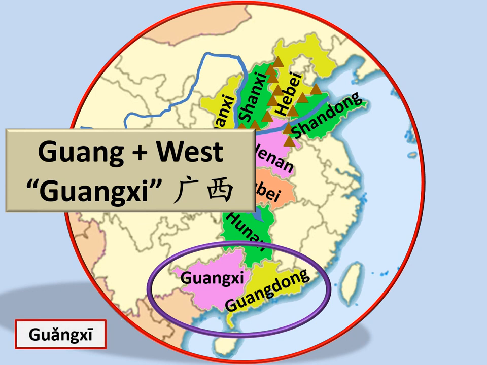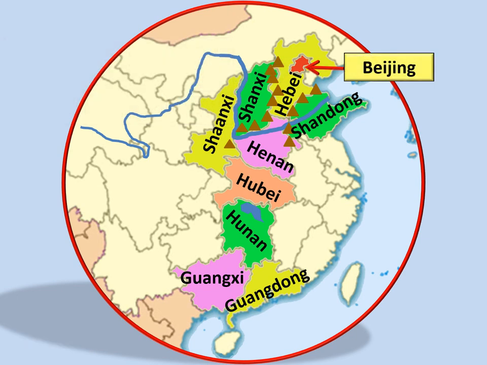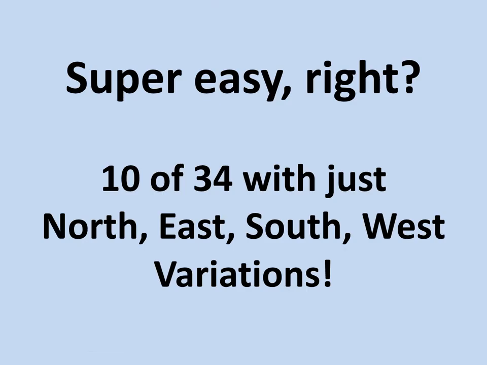Guangxi. For simplicity, we have called this a province. Actually, it is one of five autonomous regions in China. For now, just remember that its name is Guangxi. Let's take another look at Beijing. The capital of the People's Republic of China, Beijing, is one of four self-governing municipalities, not part of any province. You can see from the map that it is mostly enclosed by the province of Hebei. China's use of descriptive names has made learning these place names super easy. We have already covered 10 of the 34 administrative areas.